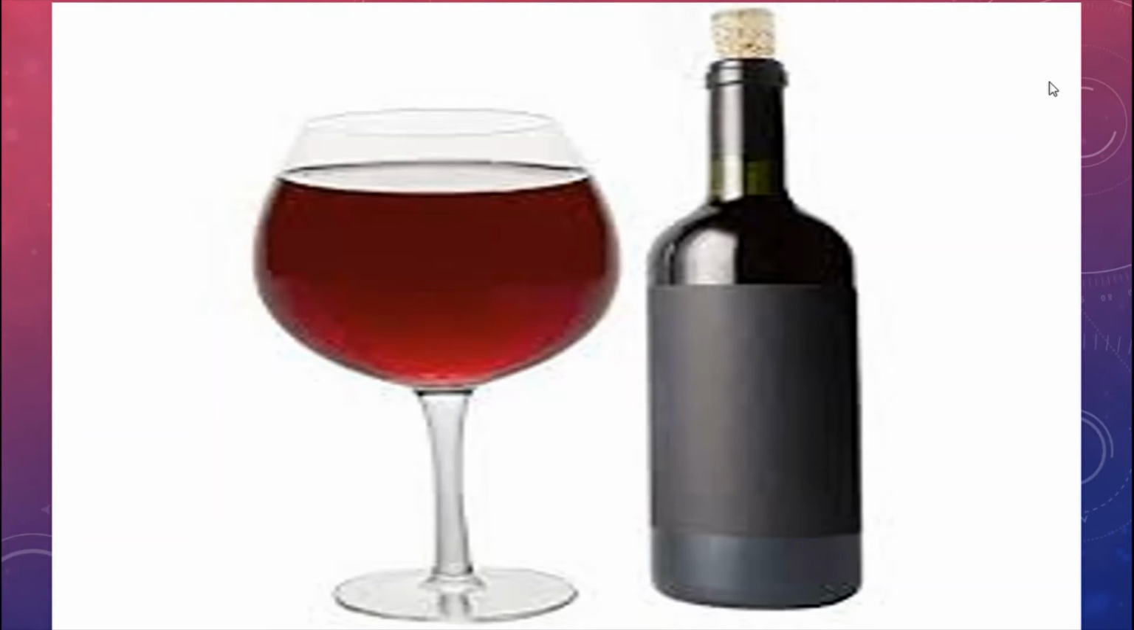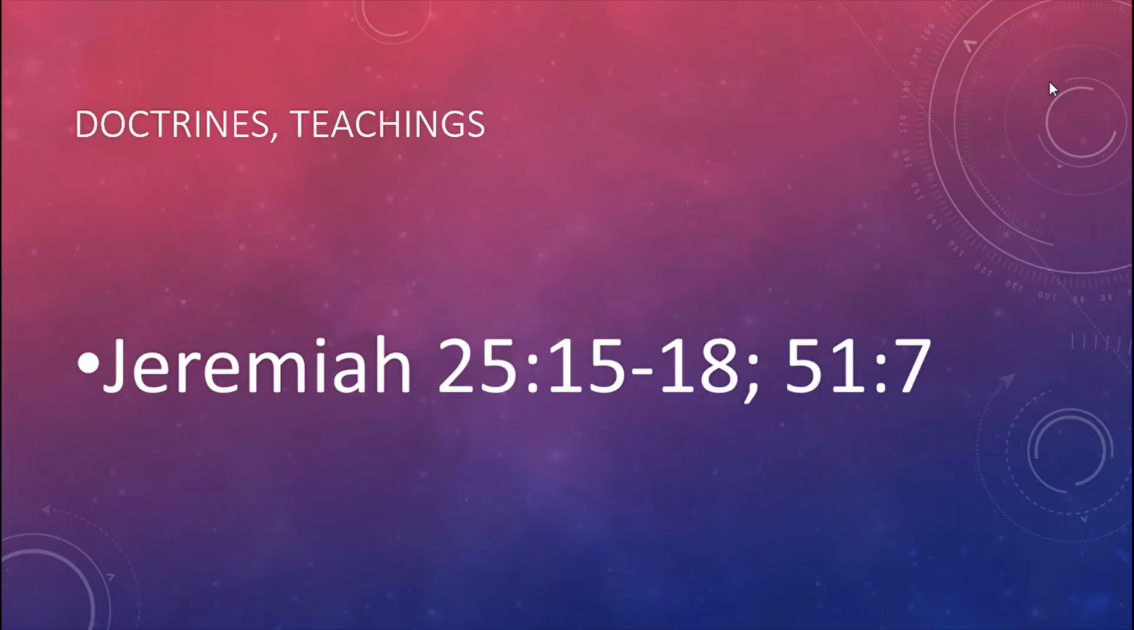And now we have wine, right? Wine is also used in prophecy to represent different things. Wine represents doctrines or teachings. However, some of these doctrines or teachings may not be true. They may be false ones. Alright? So it can be used in prophecy to just represent the teachings of a certain group. Okay? And we can look at that in this Bible text.